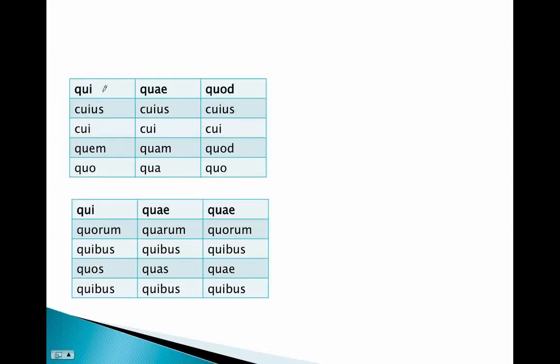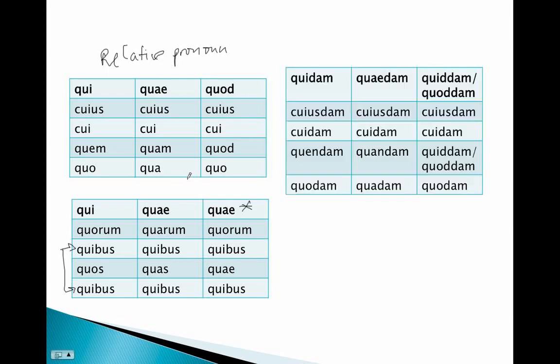So, as a review, here's your relative pronoun. Qui, quae, quod, cuius, cuius, cuius, cui, cui, cui. Remember, the genitive has that ius, the dative has that i. And then we go on to quem, quam, quod. They look very similar to first and second declension adjectives, quo, qua, quo. Plural, qui, quae, quae. Notice the neuter there. Quorum, quarum, quorum. Quibus, quibus, quibus. So the dative and ablative do not follow the first and second declensions. It has the ibus, but the accusative does. Quos, quas, quae. So, with that in mind, let's take a look at quidam.